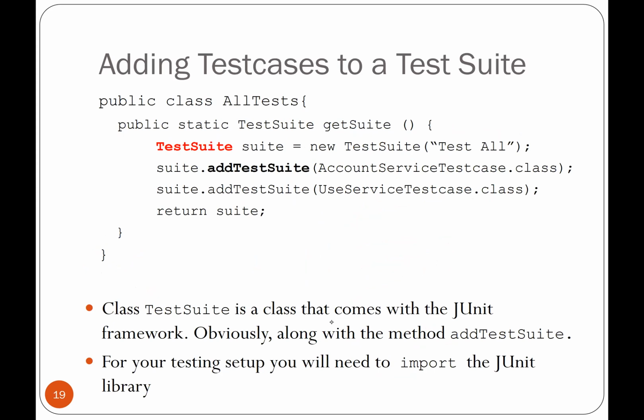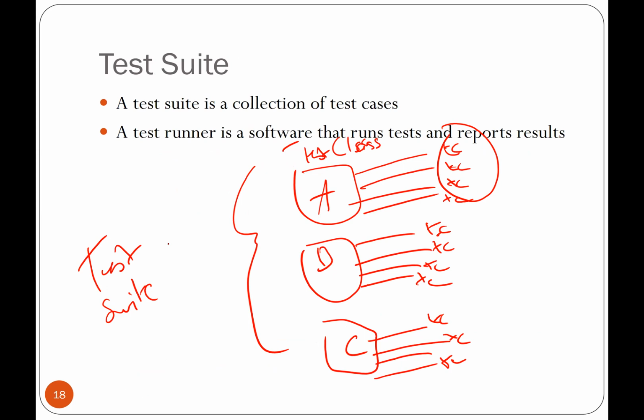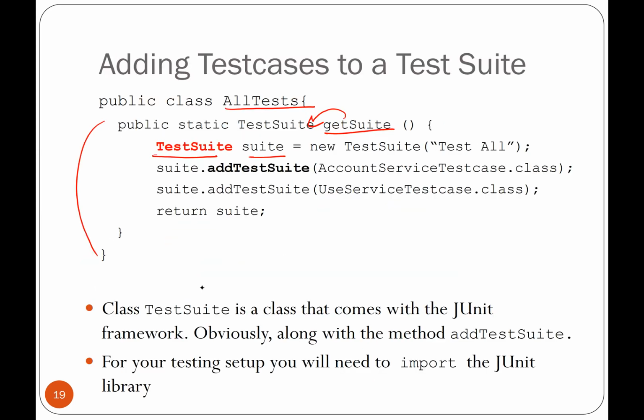So how does it look code-wise? I have a class called all tests. And the first thing that I want to do is create a test suite. In this function, which is called get suite, it returns a test suite. And then I end up creating the test suite itself. So I have something called test suite, which I'm just going to call test all. And then all I'm doing now is, remember, I need to add those classes into that test suite. So I get the suite, and then I add to the test suite.